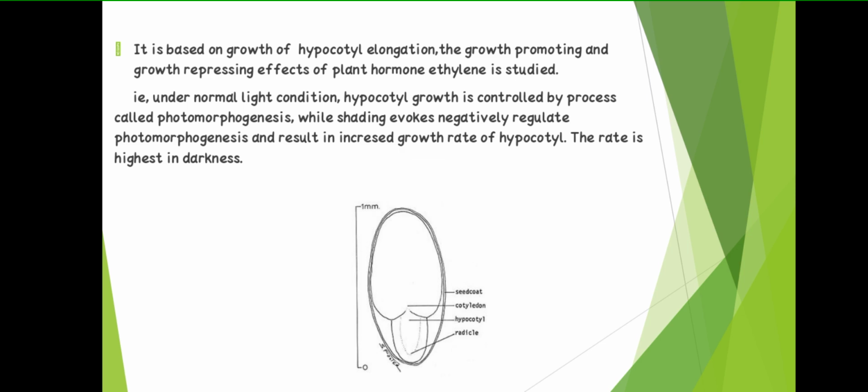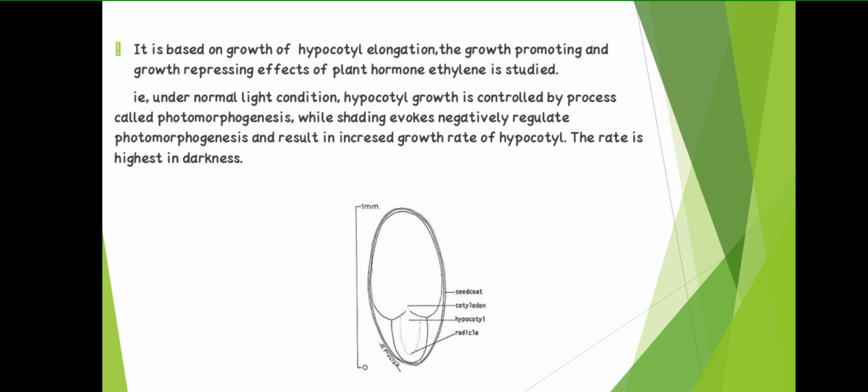It is based on the growth of hypocotyl elongation that the growth promoting and growth repressing effect of the plant hormone ethylene is studied. Under normal light condition, hypocotyl growth is controlled by a process called photomorphogenesis. That is, under normal condition, hypocotyl grows properly; it does not show any growth repressing effect or extra growth. It grows in a controlled way. And when shading evolves, a negative photomorphogenesis occurs. As a result, increased growth rate of hypocotyl occurs. So, with this we understood that the growth rate of hypocotyl is highest in case of darkness.